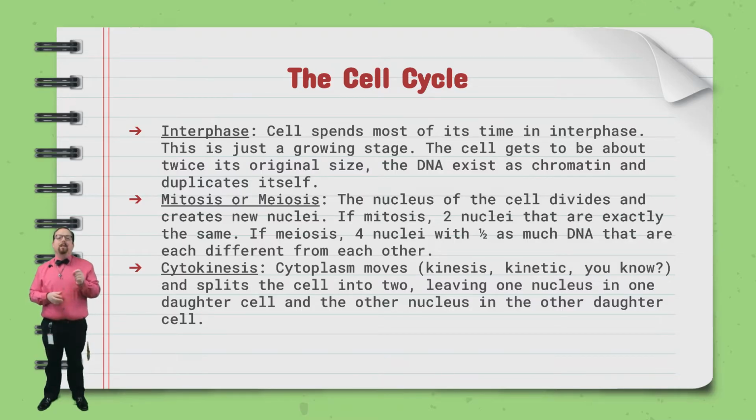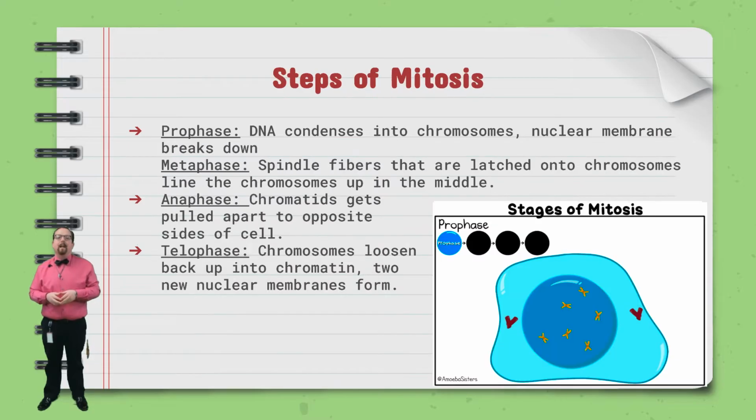Once the cell has 2 nuclei, or 4, it can split apart between those nuclei and form new cellular membrane, or cell wall. This step is called cytokinesis because the cytoplasm divides or moves during this step. Let's take a look at mitosis a little bit closer.